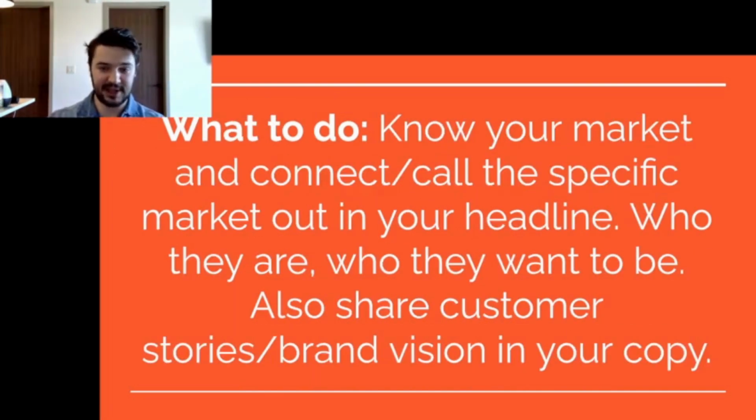So, like I said, to recapitulate and summarize here, you really need to know your market when you're in the fifth stage of market sophistication, and you need to call out that specific market in your headline: who they are, who they want to be. Also, in this fifth stage, it's storytelling, so you're going to want to share a lot of stories from other customers and really put forth that brand vision in your copy.